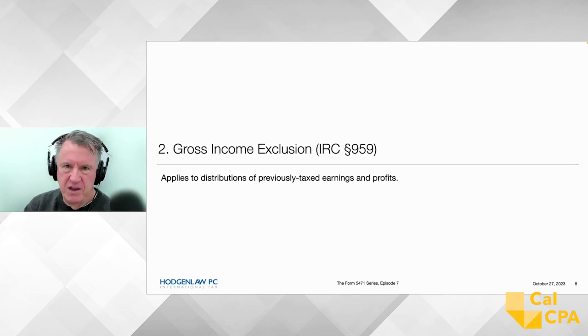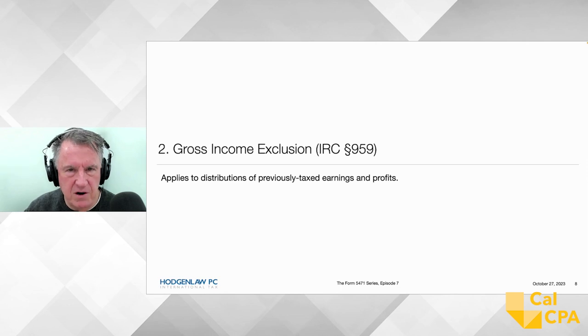We have cash money coming in as a dividend. The default assumption is when you get a dividend from a corporation that you're a shareholder of, it's going to be dividend income to you. And we have two different tools that CFCs, well, I should say US shareholders of CFCs use to neutralize the impact on their taxable income down to zero.